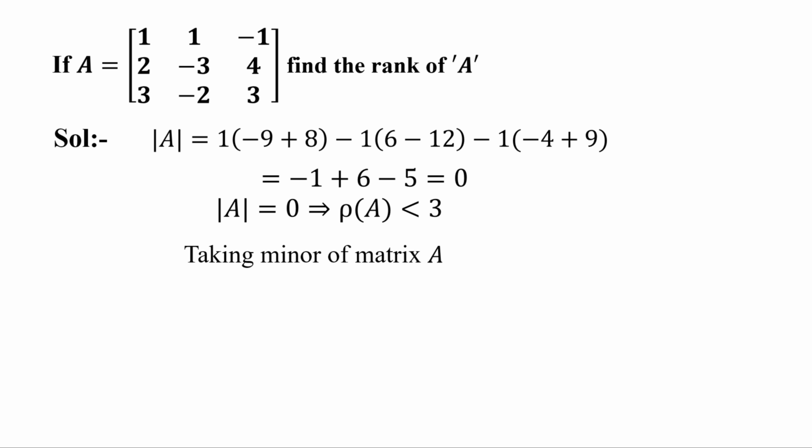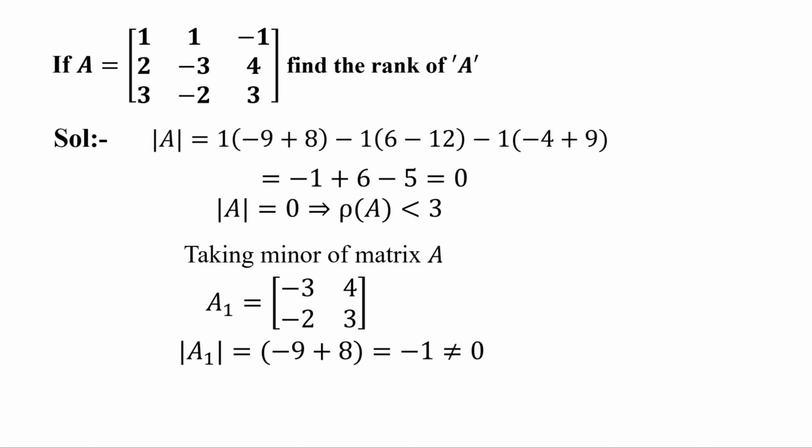Taking a minor of order 2 for matrix A, you can consider any minor from all the possible combinations of all the minors of A. So let's consider A1 to be the minor of A. Finding the determinant of A1, we get minus 9 plus 8, which is not equal to 0. So that means rank of matrix A will be equal to 2.